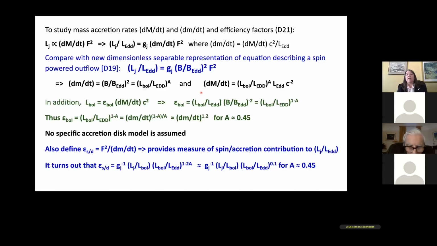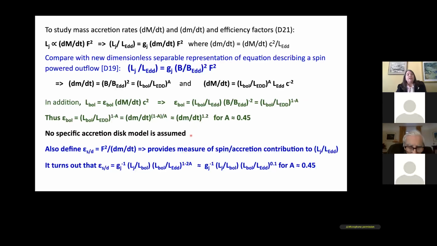And then you can just unwrap this, multiply, remove the definition that we put in earlier and solve for this in physical units. And then we can also get the efficiency factor for the radiant luminosity of the disk, and that turns out to be equal to L_bol over L_Ed to the 1 minus A, so around the power 0.55. And then you'll see that the radiant efficiency factor of the disk can also be related to the dimensionless mass accretion rate.